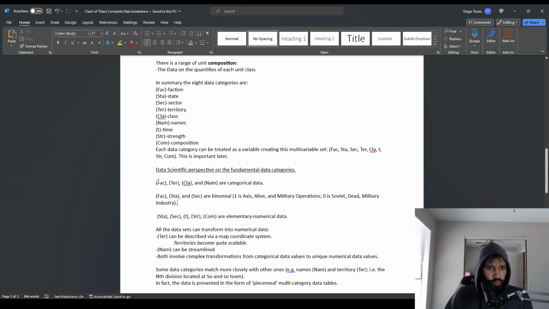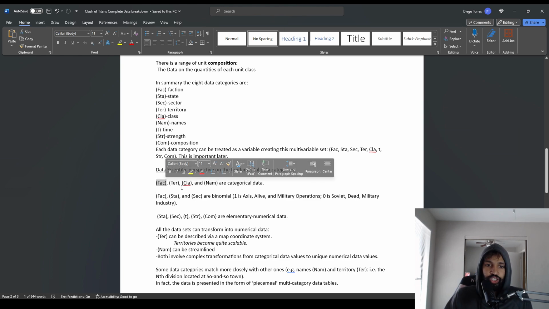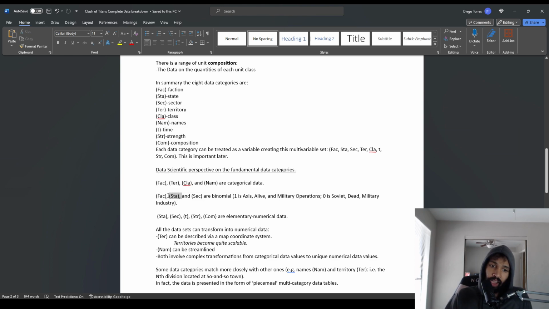And so, as I've said before, some data is going to be categorical. The faction, territory, the classes of units, and their names especially, are going to be all categorical data. But other data sets, like faction, like the status, like the sector, are binomial. In other words, faction is Axis or Soviet. Status is dead or alive. Sector is military operations or industry. And this can be broken down binomial, meaning that it's binary, right? That's what I'm trying to say.